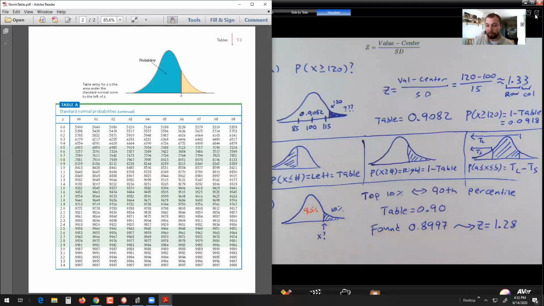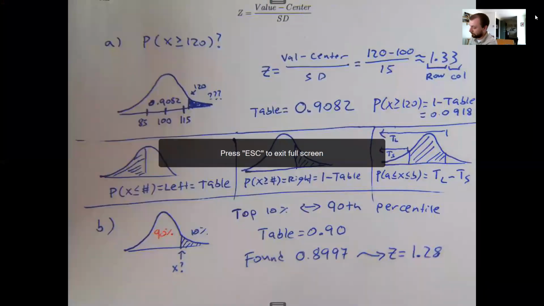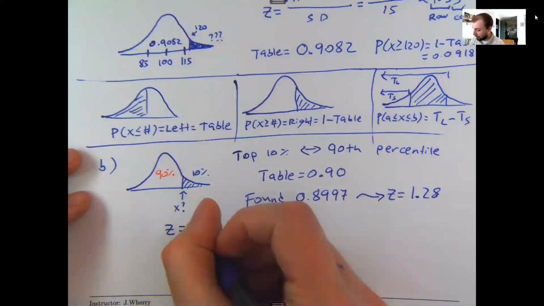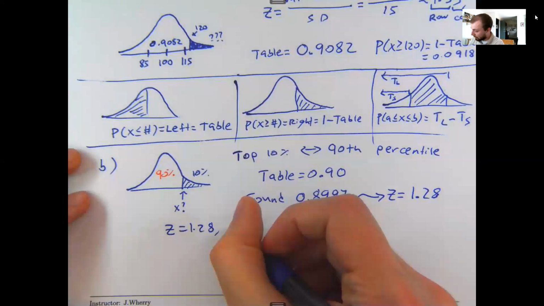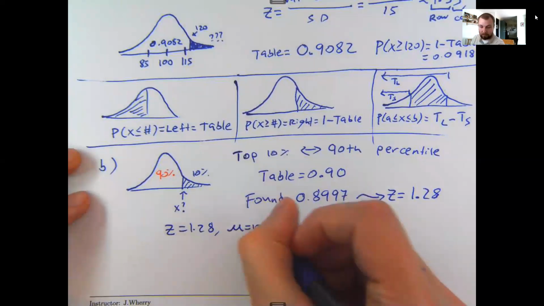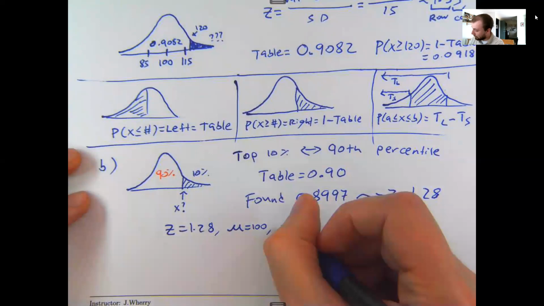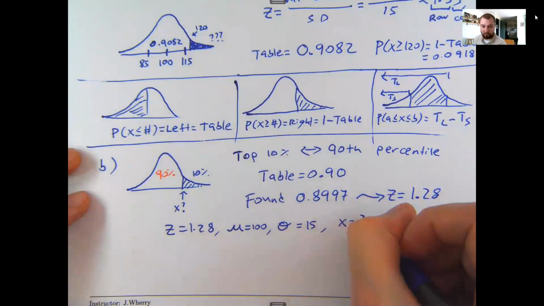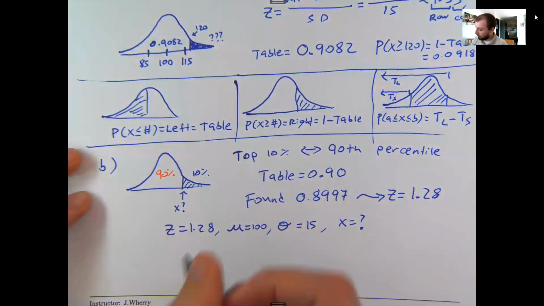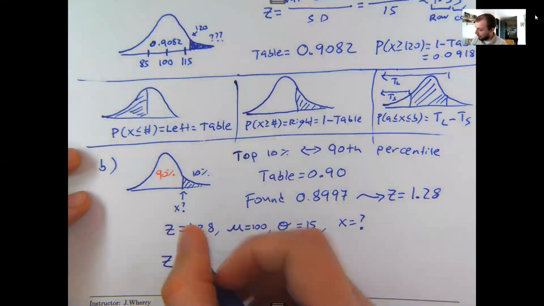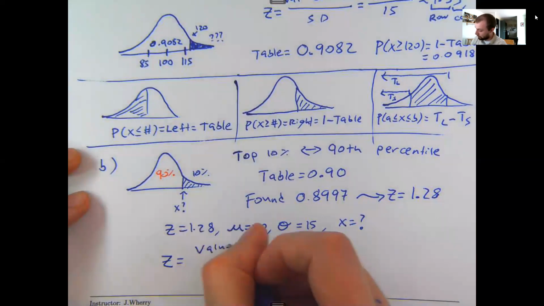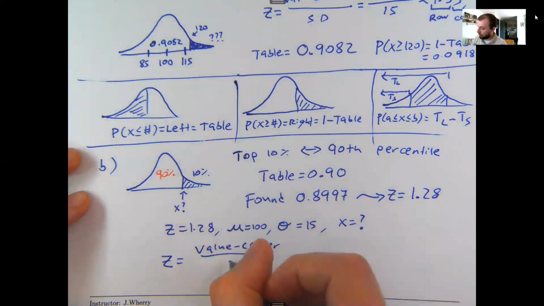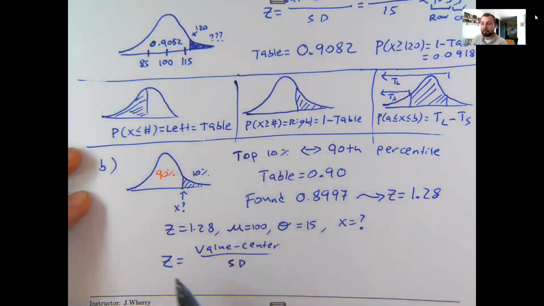So let's do some algebra to solve for that missing value. So everything I know so far: I have my z-score is 1.28. I know the average IQ score is 100 points. I know the standard deviation is 15 points. And I'm trying to solve for the value. Z-scores are equal to value minus center over standard deviation. So I'm going to plug all of my values in, and then let's do some solving.